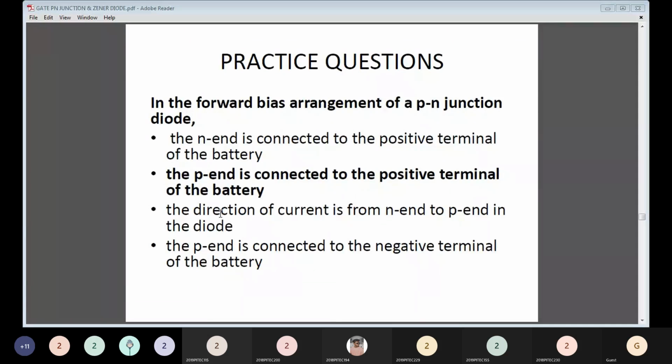Next. In the forward bias arrangement of a PN junction diode, is the N end connected to the positive terminal of the battery, the P end connected to the positive terminal of the battery, the direction of the current from N end to the P end, or the P end connected to the negative terminal of the battery? So many times we have discussed this. The positive terminal of the battery is connected to the anode terminal of the diode in the forward bias condition. Similarly, the negative terminal of the battery is connected to the cathode terminal of the diode in the forward bias condition. So in forward bias arrangement of the PN junction, the P end is connected to the positive terminal of the battery.